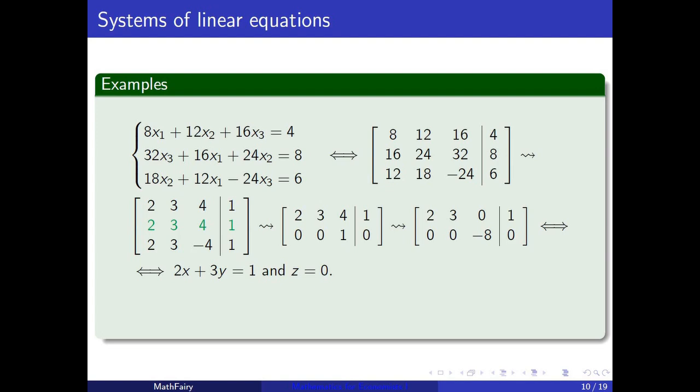And then the first row indicates that 2x plus 3y, or if you like 2x1 plus 3x2 must be equal to 1. So z is not a free variable, it has to be 0, but one of the other two variables could be a free variable, so we could choose x1 or x2 to be whatever we want.